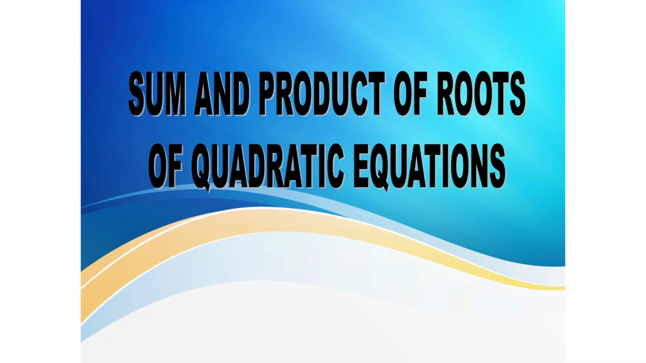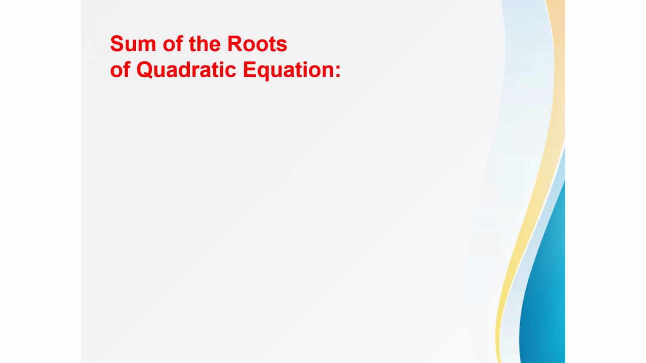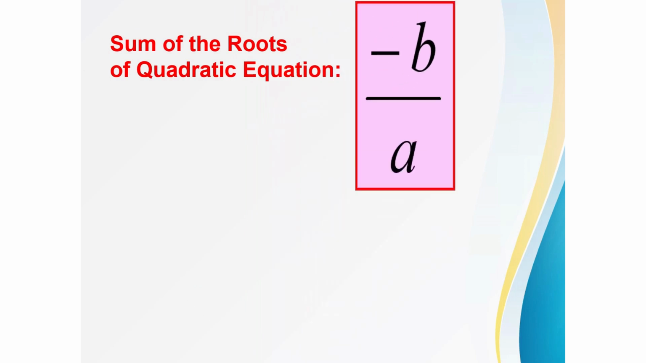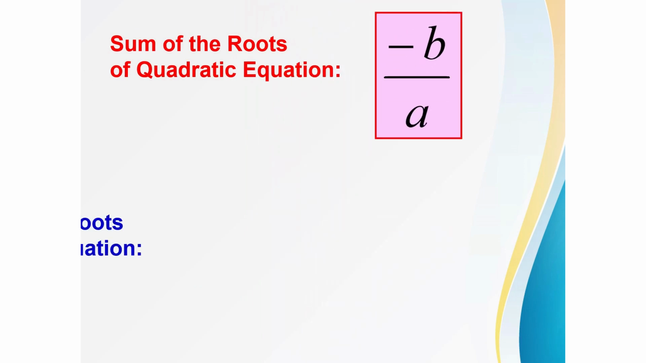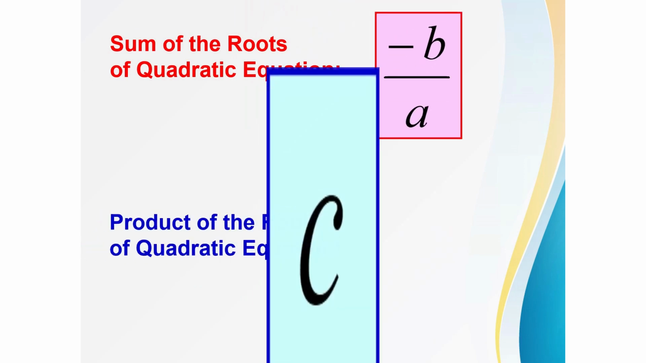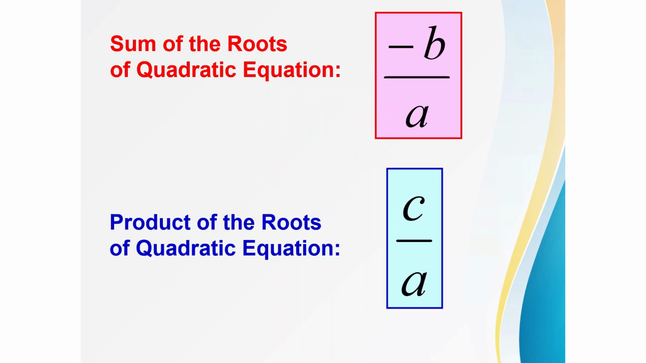Sum and product of roots of quadratic equations. To find the sum of the roots of a quadratic equation, use the formula negative b over a, while for the product, use the formula c over a.